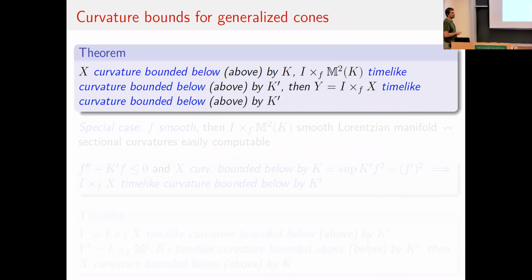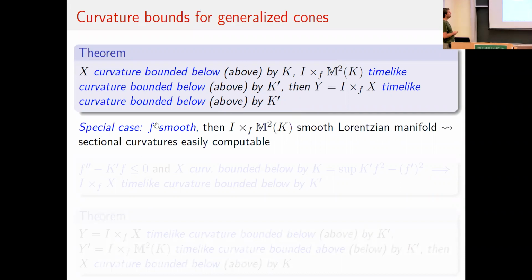And you can now study curvature bounds for this generalized cone. So we can show that if X has curvature bounded below by K, and the generalized cone of the constant curvature space with constant curvature K has timelike curvature bounded below by K prime, then the generalized cone has curvature bounded below by K prime. And of course, if you want curvature bounded above, then you always have to interchange below with above here. And the special case if F is smooth.